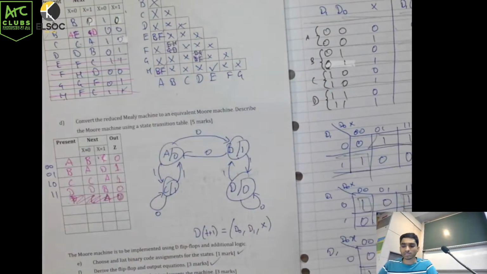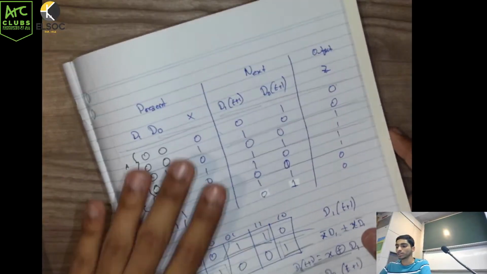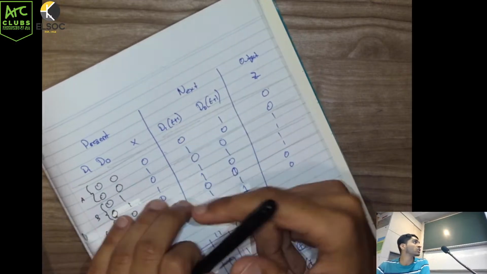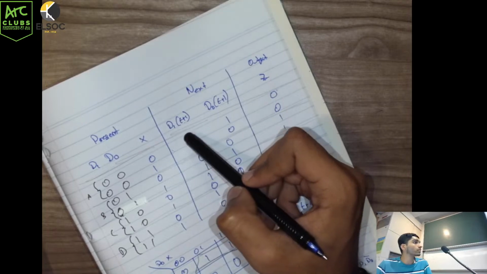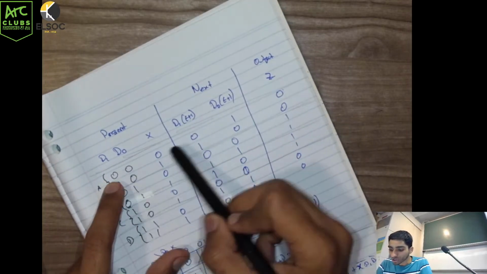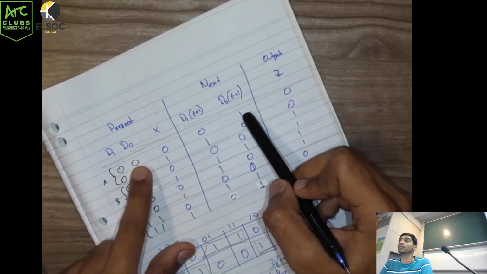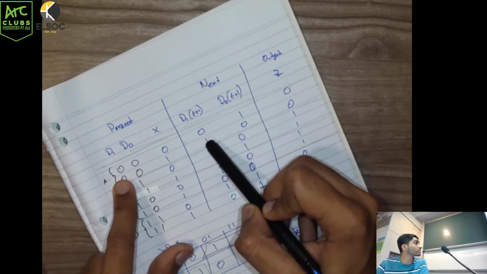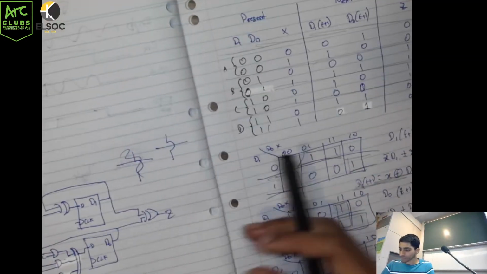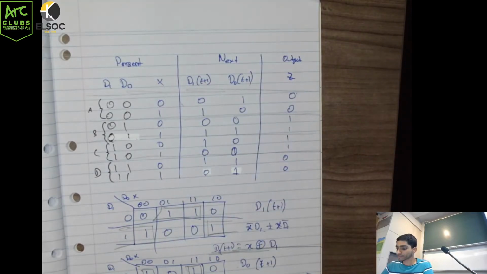Just as a little side note, if they asked you to implement this using a T flip-flop, for example, right? You would have to check whether you need to toggle that value or not. So you would not toggle D1, but here you would have to toggle D0, okay? And then you would not toggle, you would toggle this, and you wouldn't toggle this, etc. So you would have an extra 2 columns here of T1 and T0.